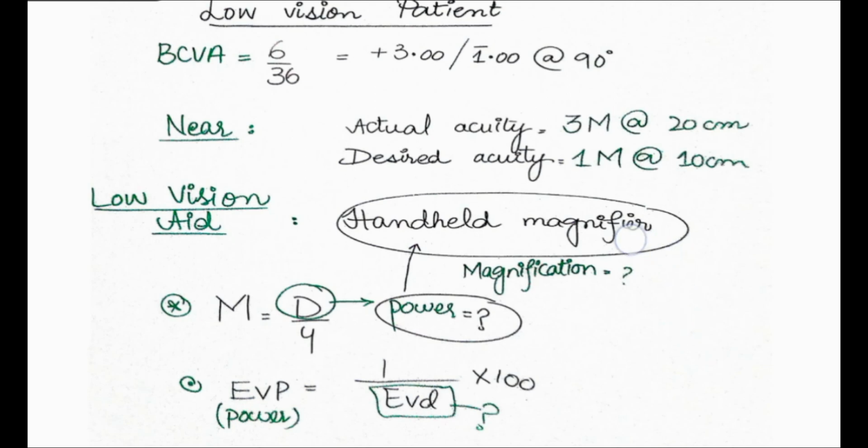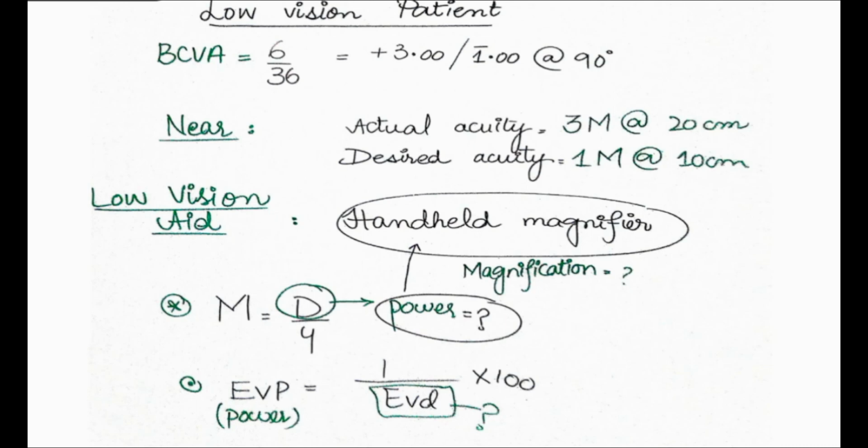But the patient says, "I wish to read 1M notation at a distance of 10 centimeters." Suppose this is his working distance. He wants to perform a near task at a specific distance, 10 centimeters, and the line he wants to read is 1M. He says, "I want to work at 10 centimeters and my font size is 1M."